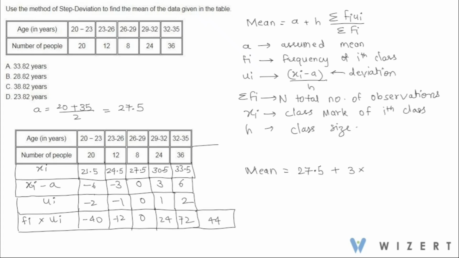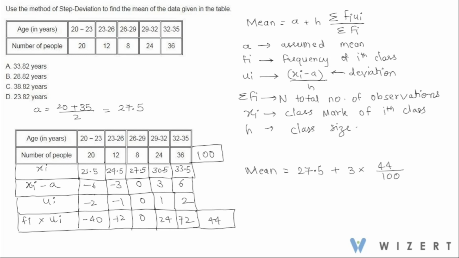and total number of observations is, let's see, 12 plus 8 is 20. 24 plus 36 is 60. So 60 plus 20 is 80. 80 plus 20 is 100. So mean equal to 27.5 plus 3 into 44 divided by 100.